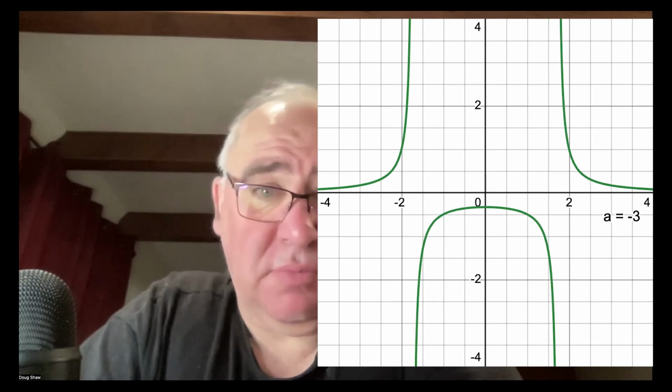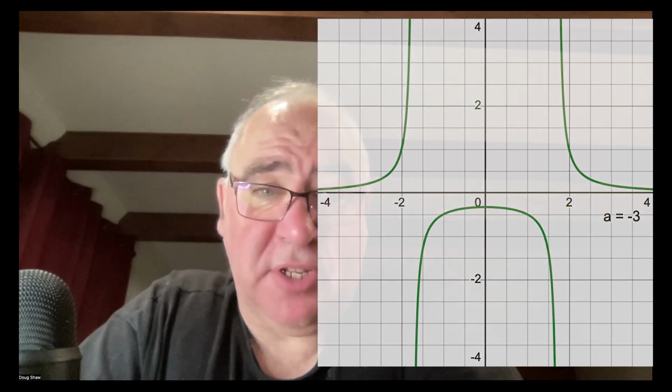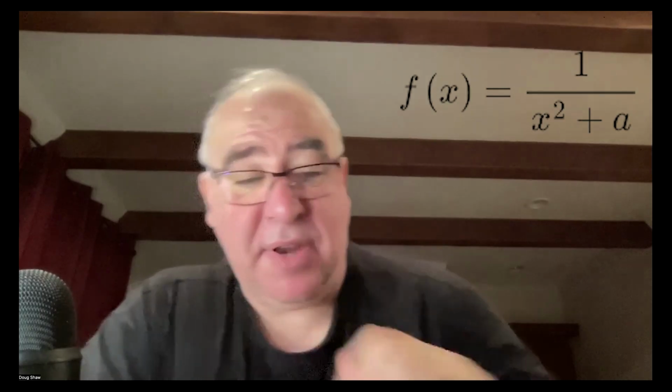Okay, so that's what it is when we're trying to just describe what a parameter does. You just plug in different values of the parameter and observe. The next thing we can do is we can try to do calculus on these things. So for example, here's a question. Let f of x equal 1 over x squared plus a. What are the inflection points? Now my answer is going to have an a in it.